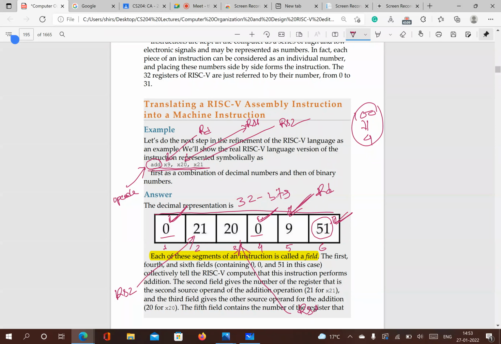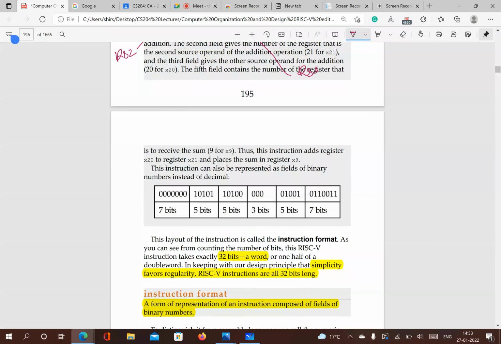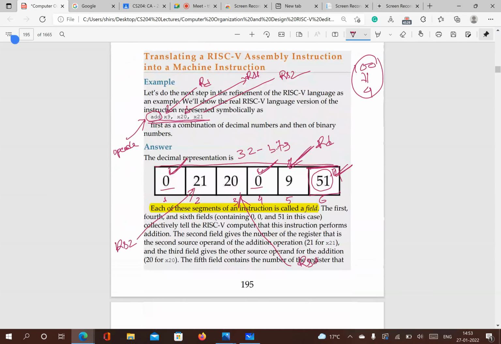So there are fixed locations, and for each field the number of bits is reserved. If I go down, you see there are 7 bits, 5 bits, 3 bits, 5 bits, 5 bits, and 7 bits reserved for each field. Based on these fixed bits, we represent what the opcode is, and after deciding the opcode, we can also decide what the source and destination registers are.